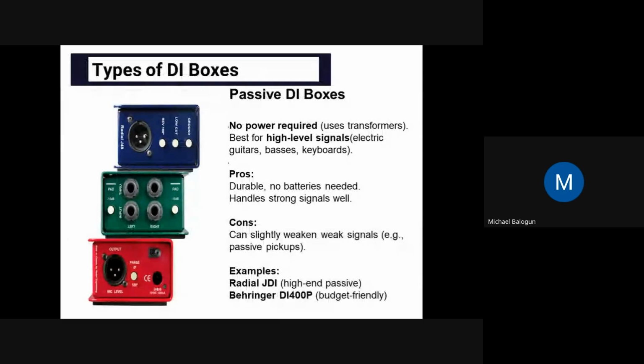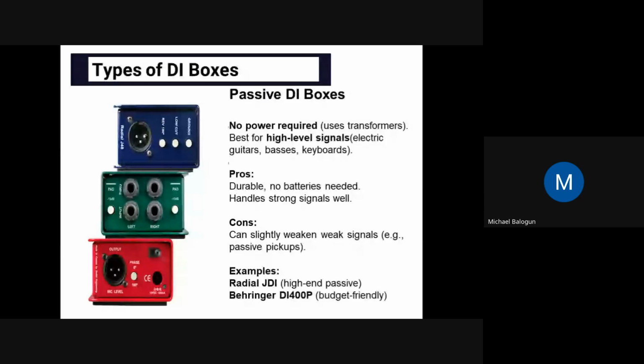So we have two types of DI box: active and passive. Active uses battery. Passive doesn't use battery, no power required for passive. Like this one now is active. It has power, so if I don't power it on, it will not work.